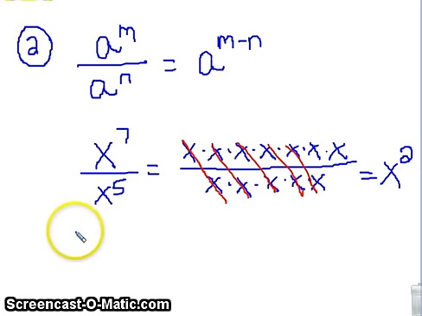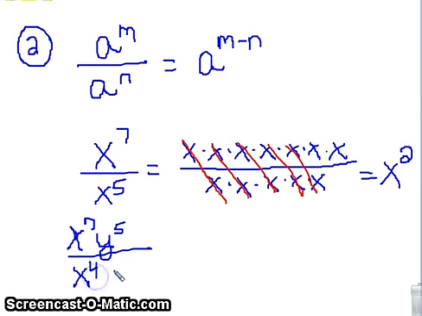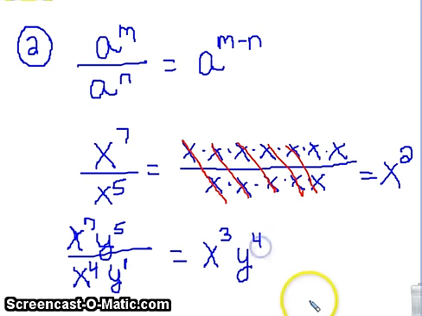If we have, I can't remember what I put, x to the 7th, y to the 5th over x to the 4th, y. I have 7 x's in the numerator, 4 x's in the denominator, so that leaves me with x to the 3rd. I have 5 y's in the numerator, 1 y in the denominator. This is actually a y to the 1st, so 5 minus 1 would give me y to the 4th.